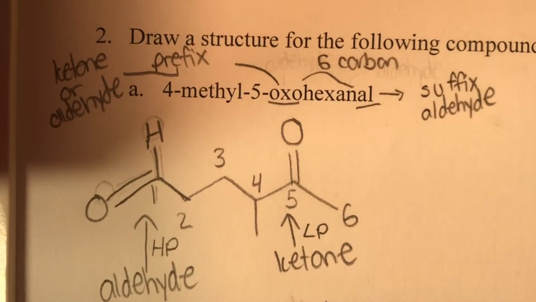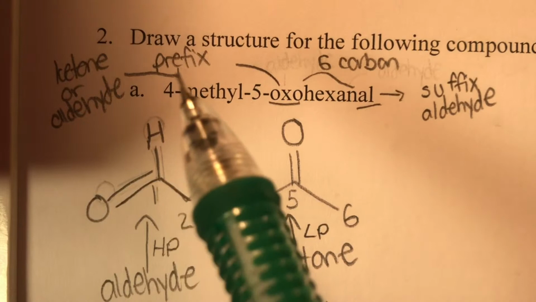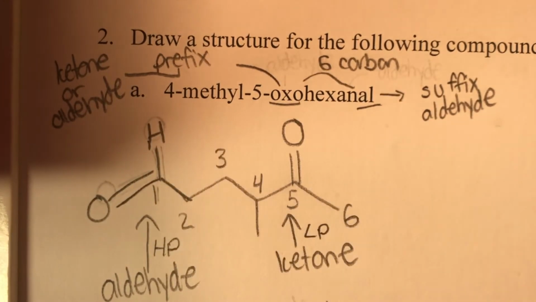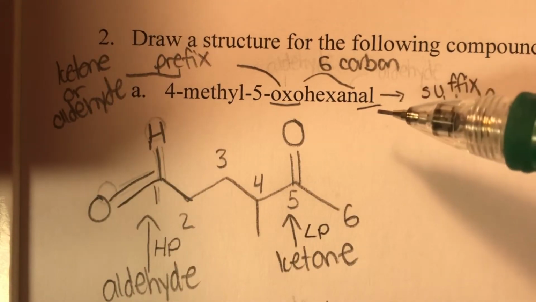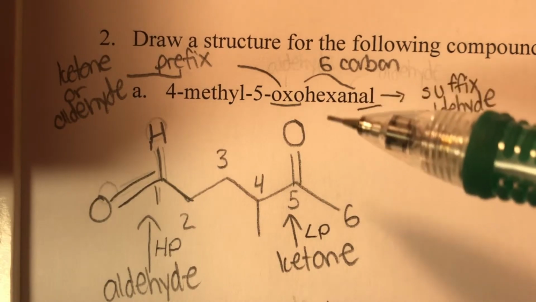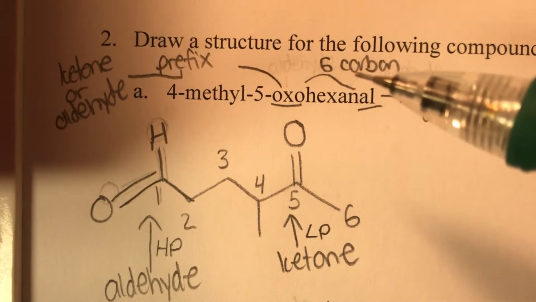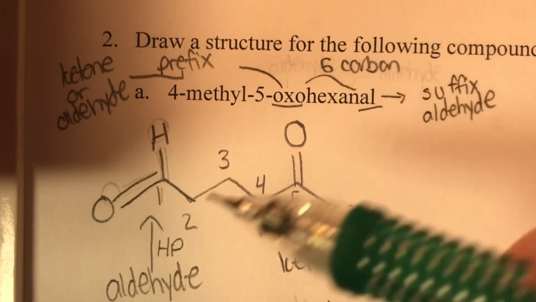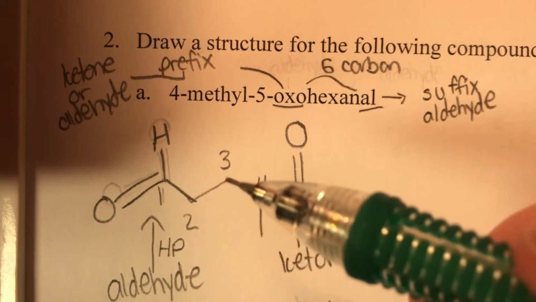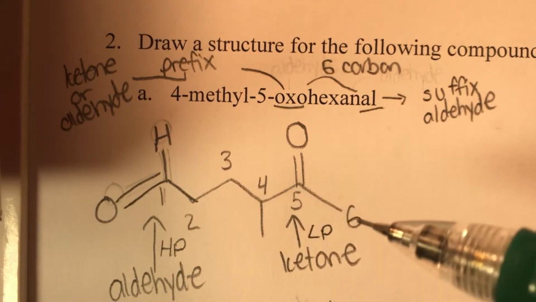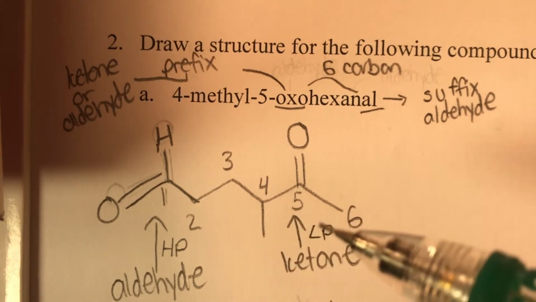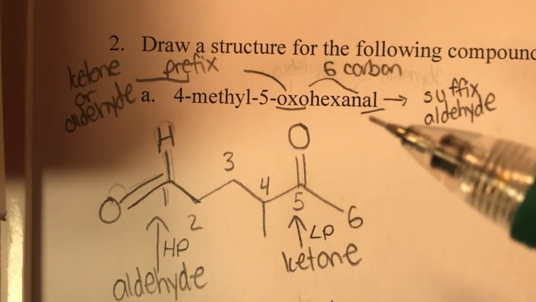I also chose to do question 2A, where we draw a structure for the compound. So the compound name has already been given, the 4-methyl, and so on, and so I used that to help me draw the structure. So I first looked at the hexane, which means we're going to have a 6-carbon parent chain. So that's the first thing I did, drew out the 6 carbons and labeled them.